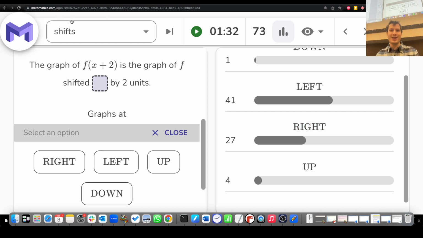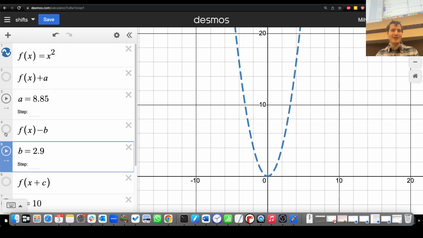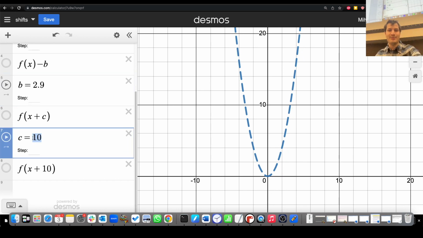Of course, the only way is to do it in Desmos. So here is f of x plus c. I'm going to make c 0 to start. F of x plus c is here. I'm going to press the play button, and then Desmos will start moving the function. You've got to say, is it going to move to the left, or is it going to move to the right? So here we go. 1, 2, 3.